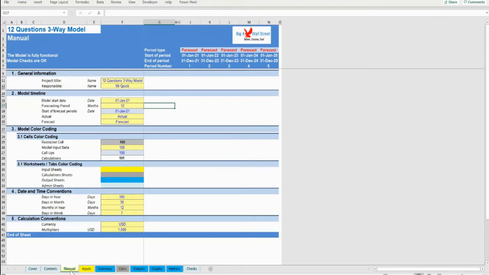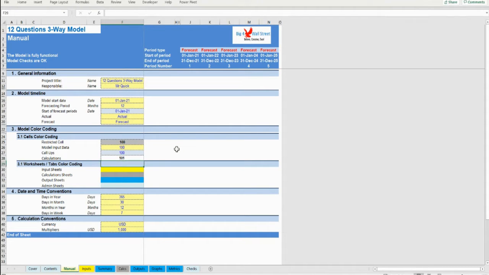On the Manual tab you can feed the general information for the model, such as model name, responsible, timeline of the model, and date and currency conventions. Additionally, there is a description of the color coding of the model in the same tab. Inputs are always depicted with a yellow fill and blue letters. Call-ups, that is direct links from other cells, are filled in light blue with blue letters, while calculations are depicted with white fill and black characters.